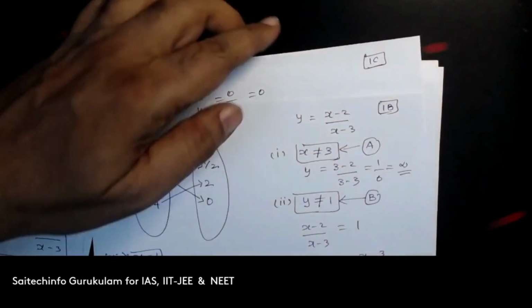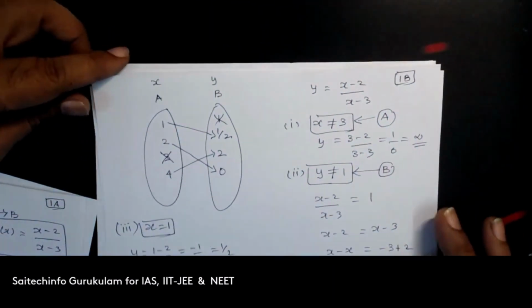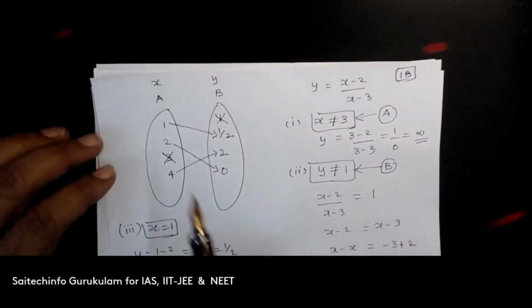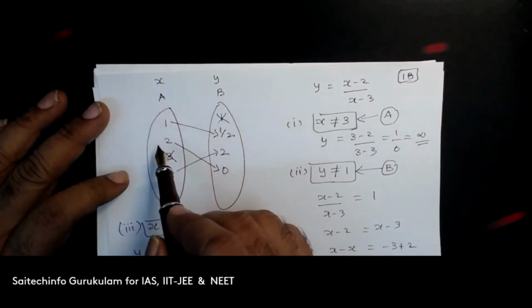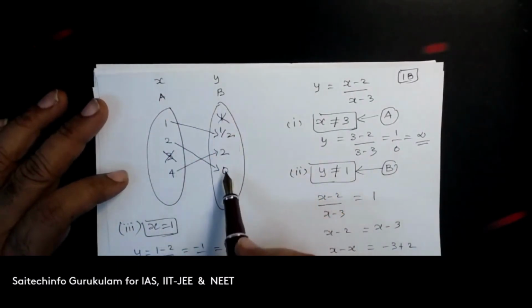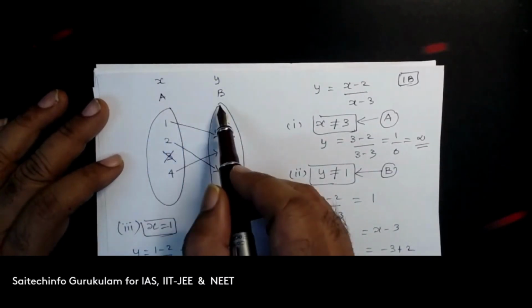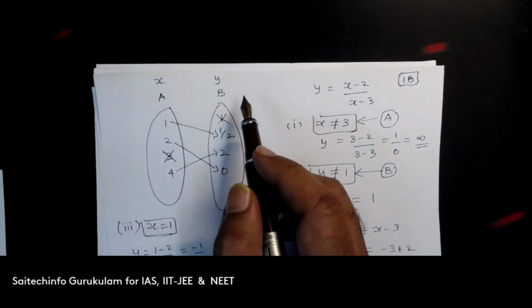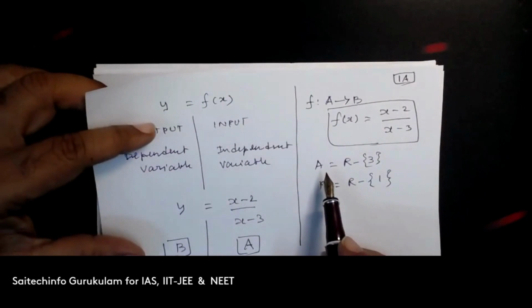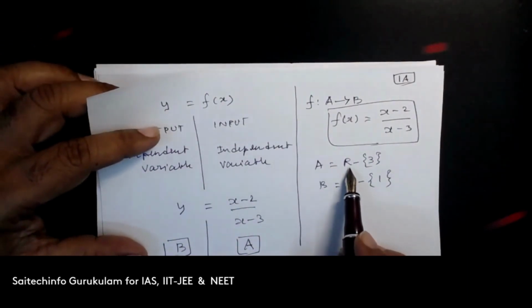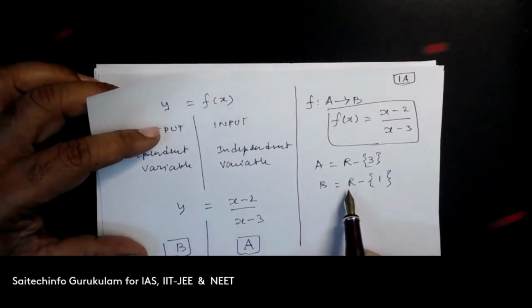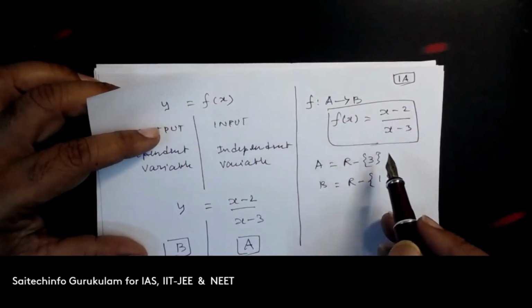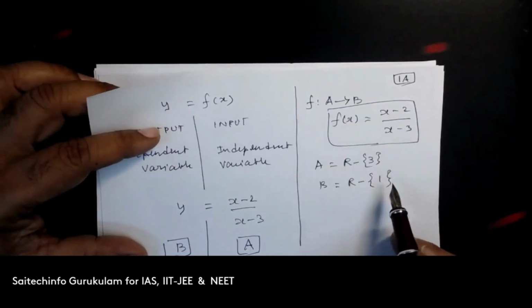A is the input, which is nothing but the x variable, the independent variable. Based on that, you will be getting B. So A and B are clearly defined here. How are they defined? A should be the set of real numbers excluding 3, and B should be the real numbers excluding 1. Why have they given this for this particular function? Because we'll try to understand.